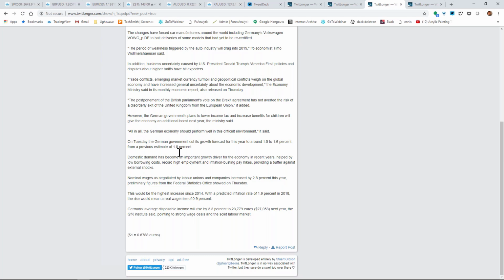On Tuesday, the German government cut its growth forecast for this year to around 1.5 to 1.6 from a previous estimate of 1.8. Domestic demand has become an important growth driver for the economy in recent years, helped by low borrowing costs, record high employment, and inflation-busting pay hikes, providing a buffer against external shocks.